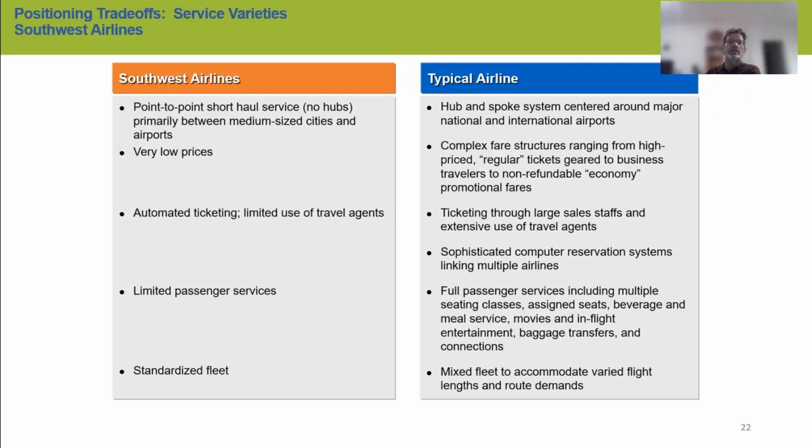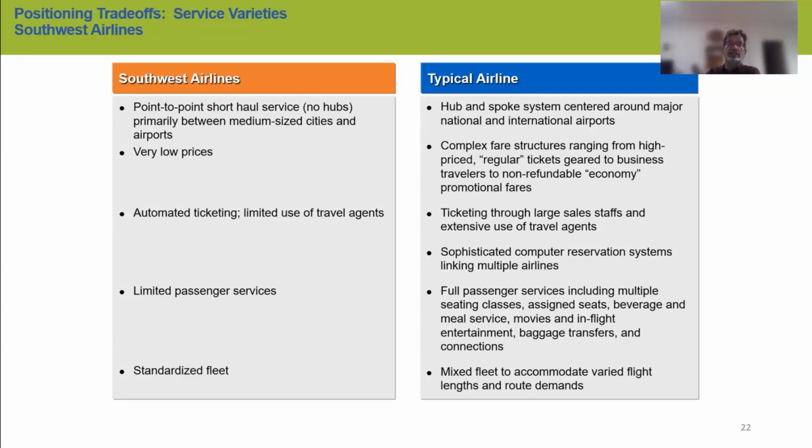Here we see some positioning trade-offs. This is an example of service varieties. We have, for example, on one side, Southwest Airlines, which has the strategy of point-to-point short-haul service, no hubs, primarily between medium-sized cities and airports. It has a strategy of very low prices, automated ticketing, limited use of travel agent, limited passenger services, standardized fleet.